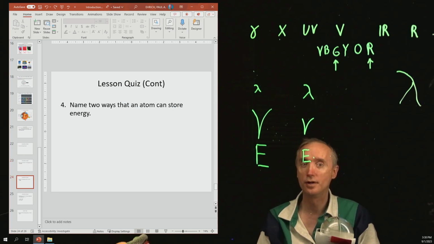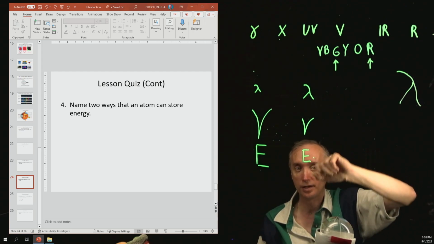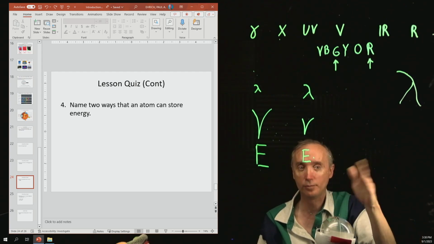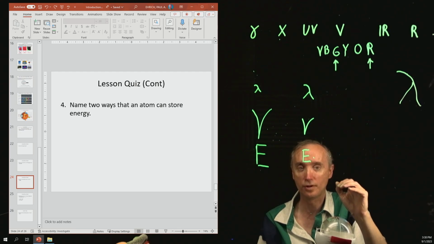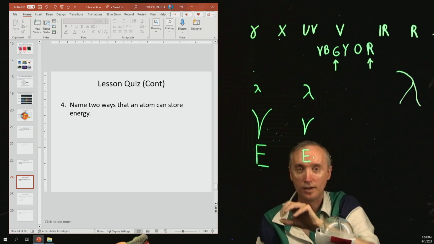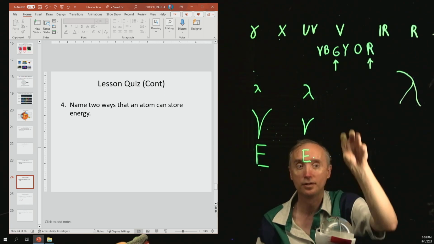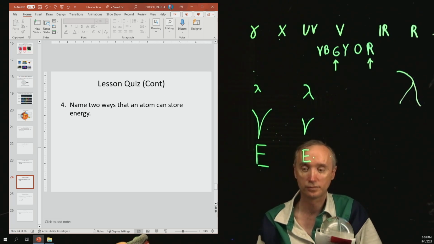Okay, number 4, name 2 ways that an atom can store energy. So it can store it by rotating it. It can store it by vibrating it. It can store it by moving sideways. It could also store energy by the electrons moving up and down.